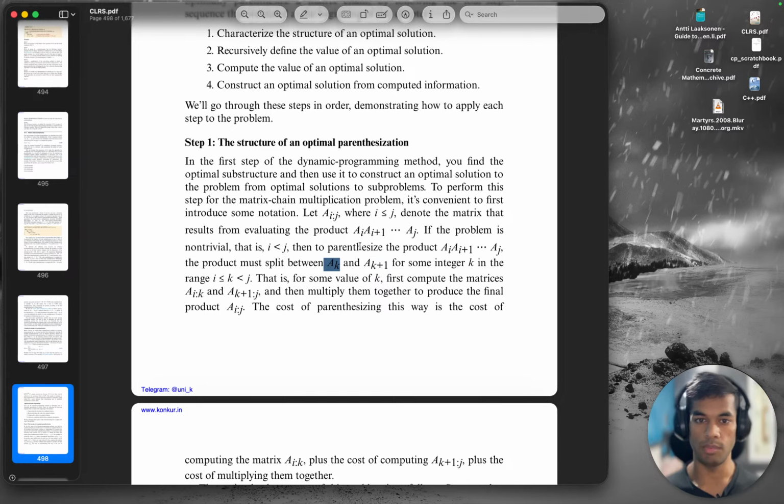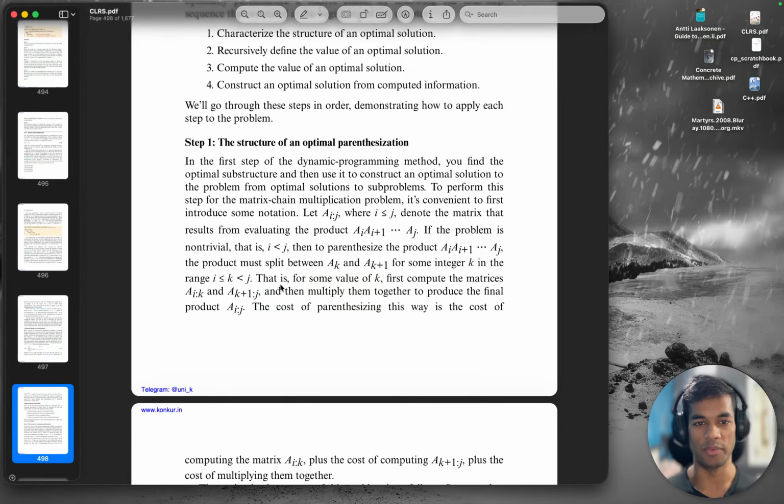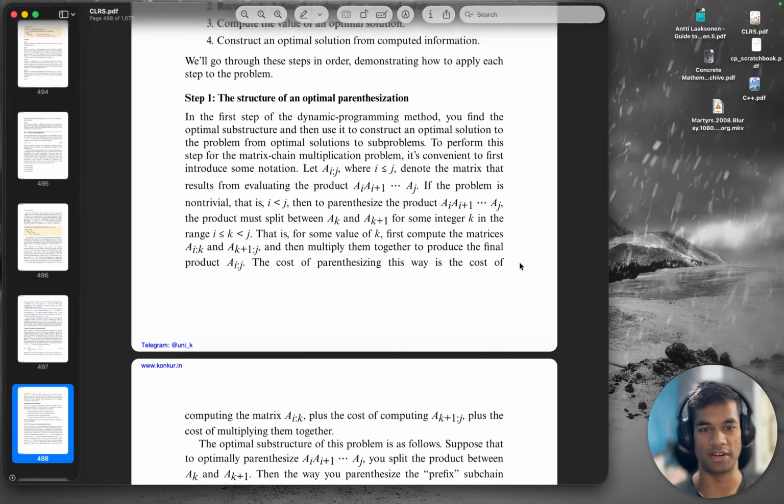Ak would be included with i, the left part, and ak plus 1 would be included with j, the right part. For some integer k in the range, k will go from i till j. I'm very happy because this is exactly what I have written here. That is, for some value of k, first compute the matrices ai till ak and ak plus 1 till aj. That is exactly what we wrote here.